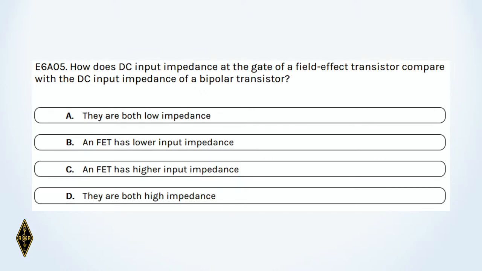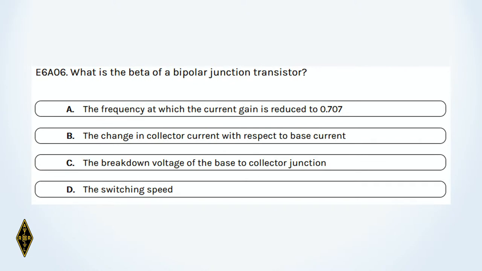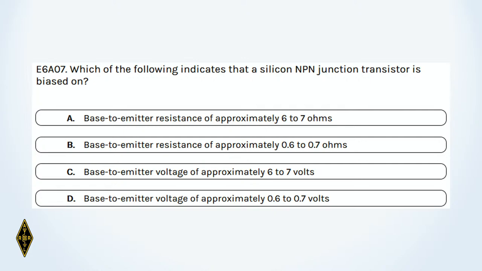And how does DC input impedance at the gate of a field effect transistor compare with the DC input impedance of a bipolar transistor? Charlie. FETs are high impedance devices, whereas bipolar are low impedance devices. And what is the beta of a bipolar junction transistor? Bravo. It's the change in collector current with respect to the base current. And which of the following indicates that a silicon NPN junction transistor is biased on? Delta. The base emitter voltage has got to be approximately 0.6 to 0.7 volts.